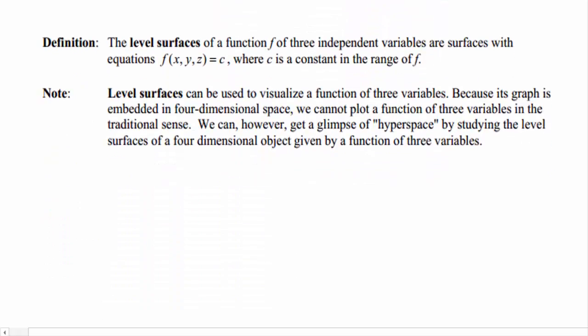Finally, level surfaces. We've reached the limit of what we can graph in space, right?